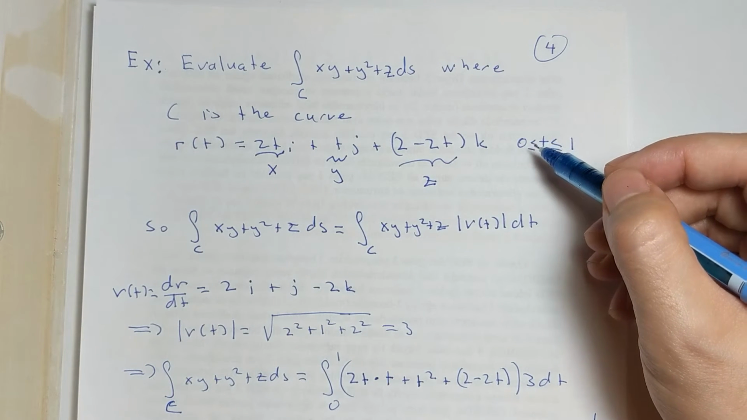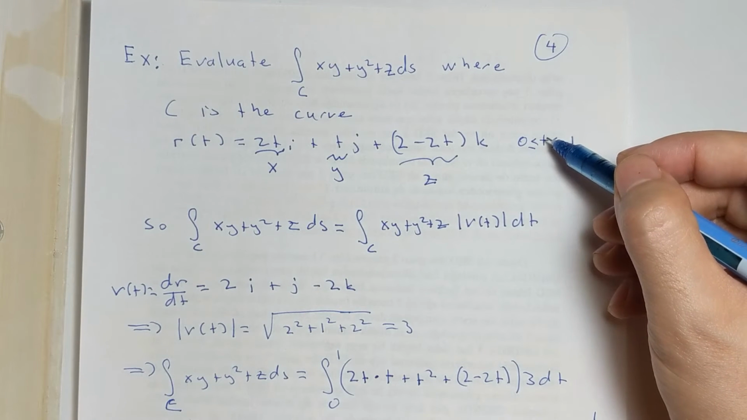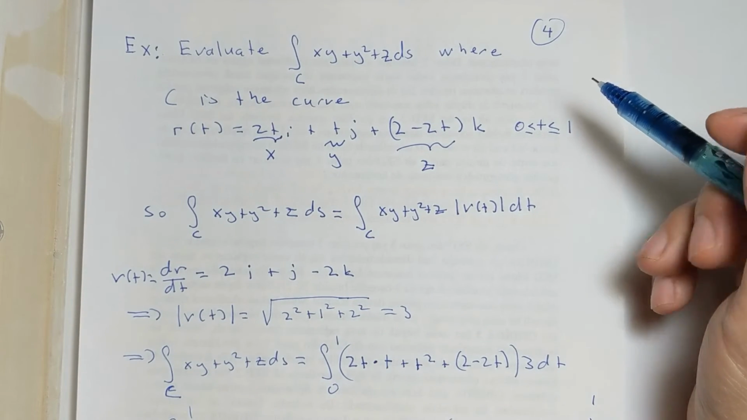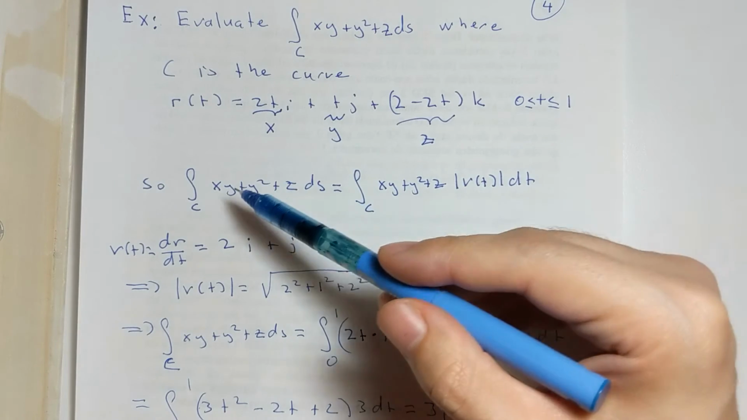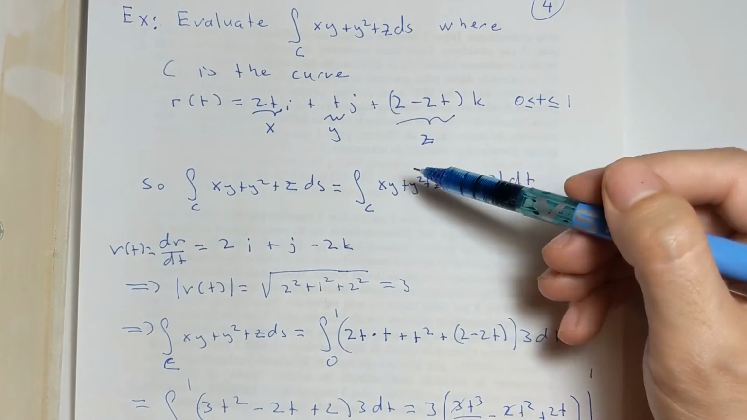Now, in the problem, we want to follow this curve for t between 0 and 1. So first of all, we just again write our formula down. What was our formula? Evaluating on this curve is the same thing as we evaluate on the curve.